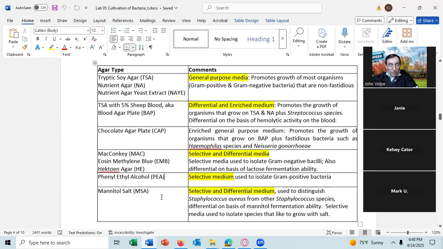If the bacteria can ferment the sugar mannitol, it'll be yellow and there will be a yellow halo around the colony. If it cannot ferment the sugar mannitol and the bacteria grow on the plate, meaning it does tolerate the 7% sodium chloride, then it will be the bacteria's normal color, whatever the colony normally looks like, usually white or off-white, but it could depend on what species we're using. Anyways, those are the different media in the table. You can use this table for the lab.